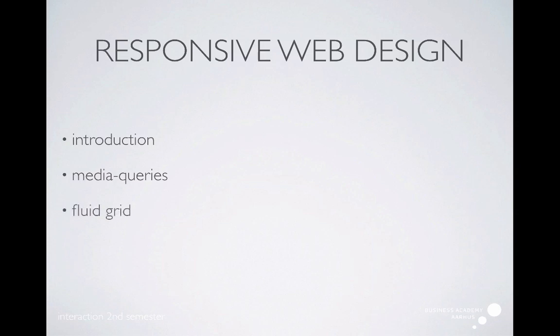It's the fluid grid concept with the percentages instead of fixed width pixels. And it's about flexible images, how to use the max width of the image in CSS. And then at the end I will just show a few resources where to go and find some more info.